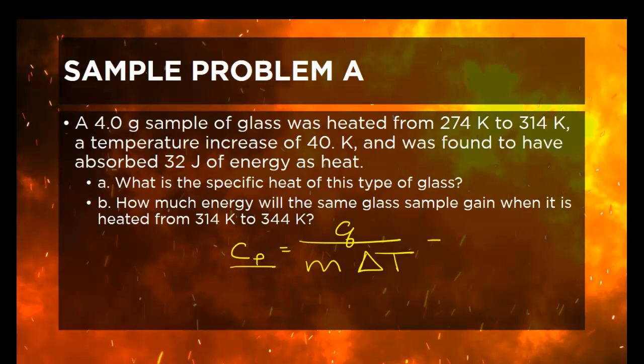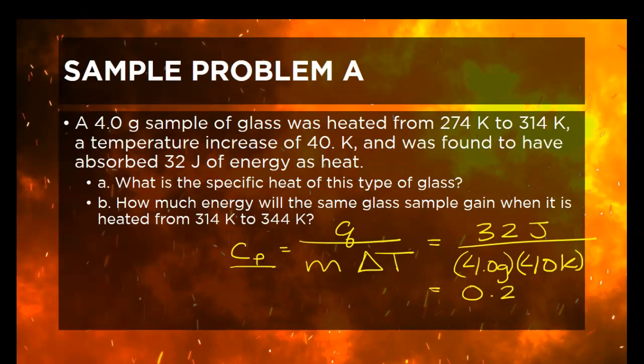So we're going to have 32 joules divided by, my mass is 4 grams, and the temperature change is 40 Kelvin. So I'm going to take 32 divided by 4 times 40. So in other words, 32 divided by 160. And that's going to come out to give me 0.2. The units are literally just what they are: joules divided by grams Kelvin. So that's my answer for part A.